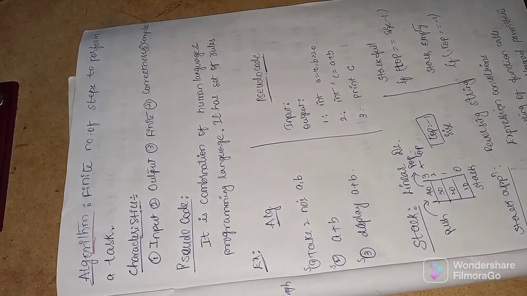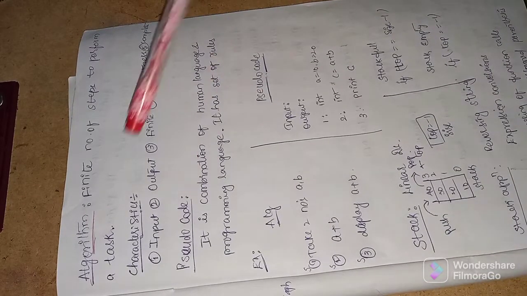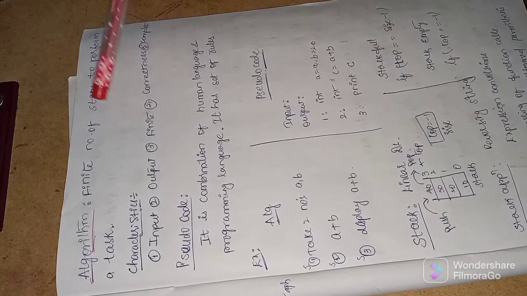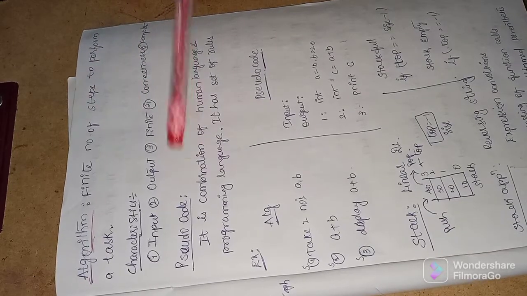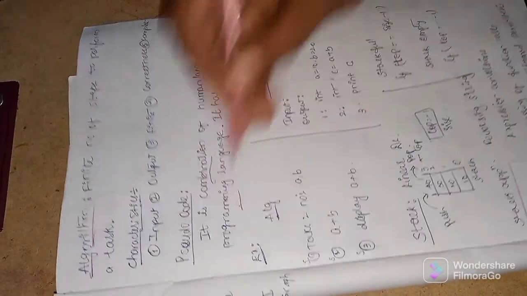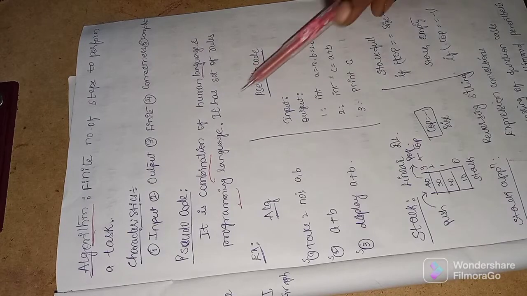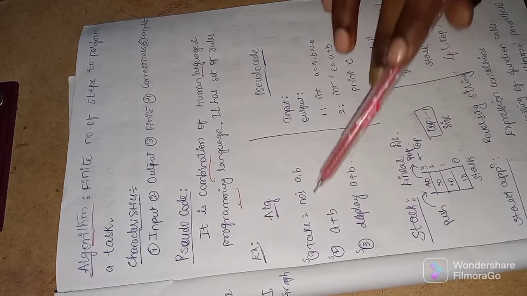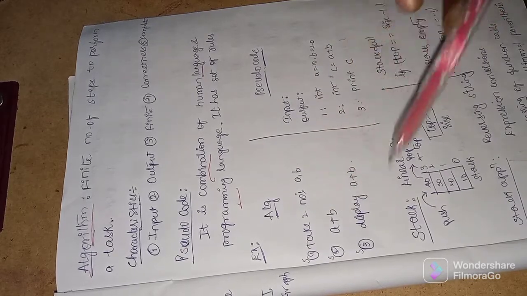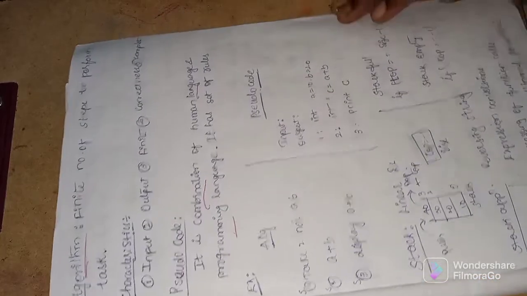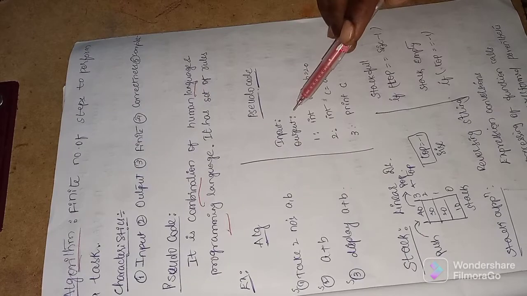Next, pseudocode. There is a small difference between algorithm and pseudocode. An algorithm is developed with the help of common English language in the form of step 1, step 2, step 3, whereas pseudocode is a combination of human language as well as programming language, and also has a set of rules. An example algorithm: step 1, take two numbers; step 2, add two numbers; step 3, display the result. Coming back to pseudocode, here you have input as well as output.